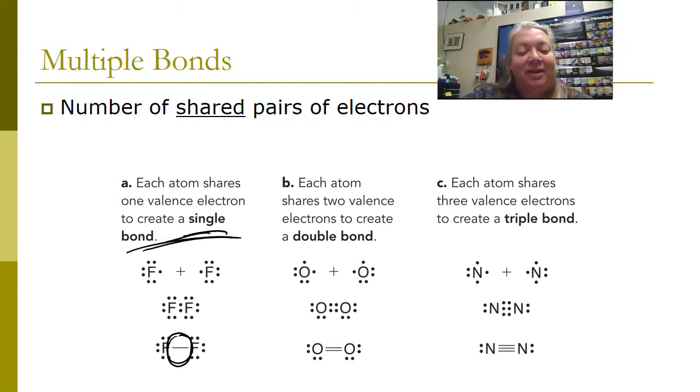A double bond, well, we'll show that with two bonds, two dashes. That's two pairs of electrons or 4 electrons total. Our triple bond, oh, there's our triple bond between the two nitrogens. That is 3 bonds or 3 pairs of electrons or 6 electrons total that are being shared.